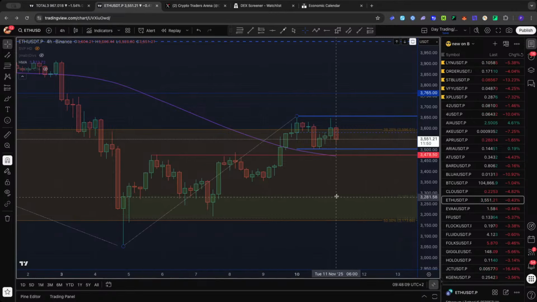Same long reload zone, it's a lot lower. We can get a pump chaser zone for Ethereum. Well, if I see a W somewhere in here, I could think about the pump chaser zone. AB equals CD to the upside. But for the moment, no.